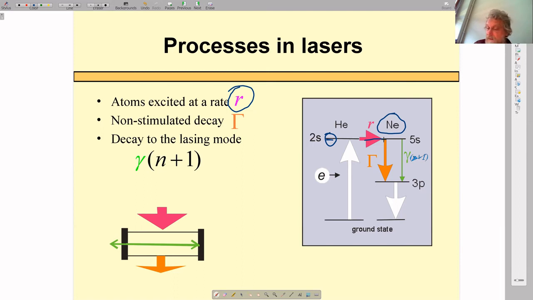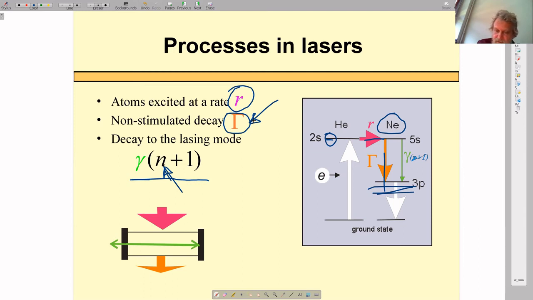And most transitions just go to a set of lower orbitals, and they give this orange light. However, there is one specific mode, which is the lasing mode, which is green in these circumstances. And for this mode, the decay is stimulated. What does it mean? That we can arrange a significant number of photons in this mode. That doesn't work for orange modes because this light is gone.